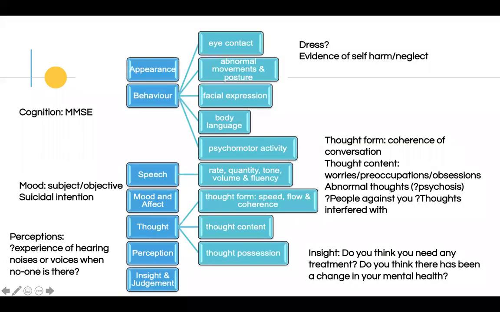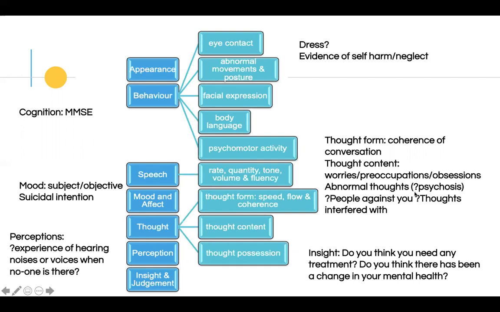Brilliant. And there are lots of different mnemonics for mental state examination. I think ABC Smiths is really useful. I'll put it in the comments after, because this is the last slide. So A for appearance, B for behavior, C is for cognition, S is for speech, M mood, I is insight, T is thoughts, H is hallucinations, and S at the very end directly covers suicide, so suicidal thoughts or self-harm.